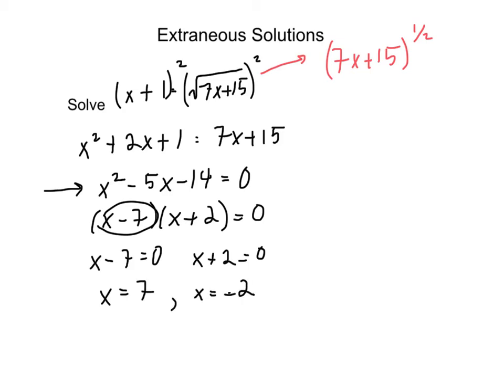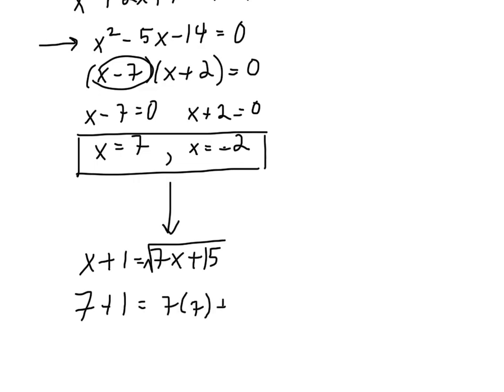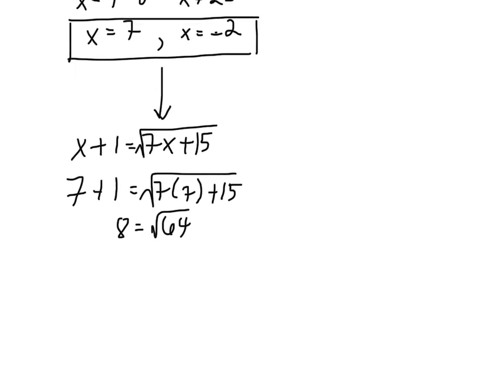So we have two solutions for this problem, but we're not done yet because we need to plug them both back into our original problem. So with 7 we get x plus 1 equals the square root of 7x plus 15. This is our original problem, and we're going to plug 7 in. So we have 8 equals root 64. Root 64 is 8. 8 equals 8. This we can verify is correct.